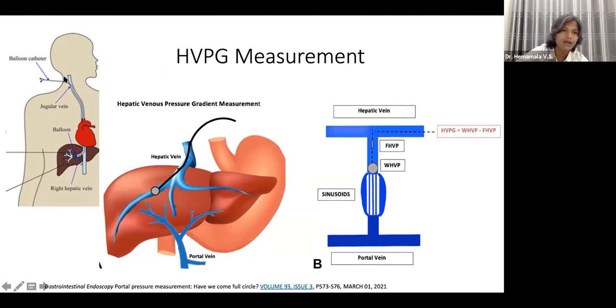This is done by passing a catheter through the internal jugular vein and into the right hepatic vein, and we measure the free pressure and the wedged pressure, and the difference will give us the hepatic venous pressure gradient. So this is a very important tool to exactly assess the portal hypertension.